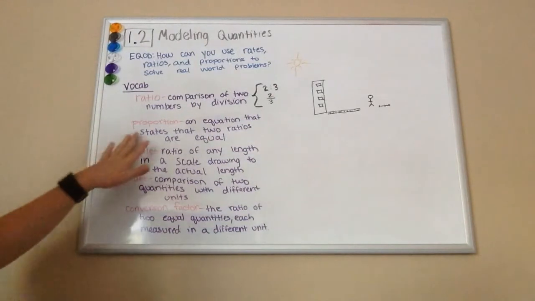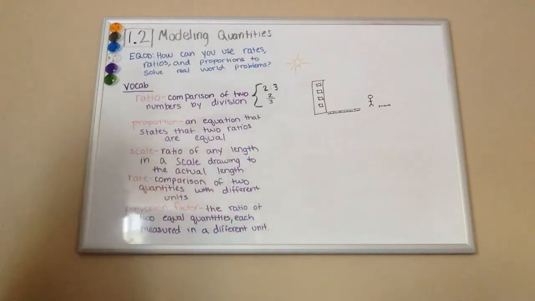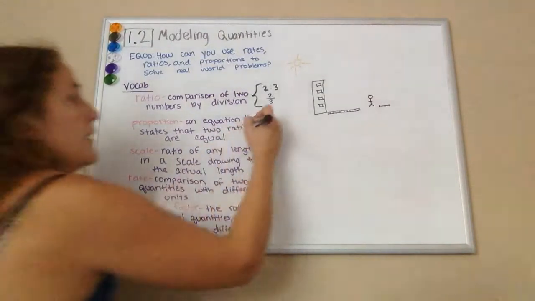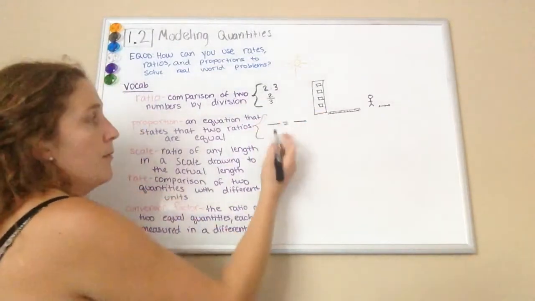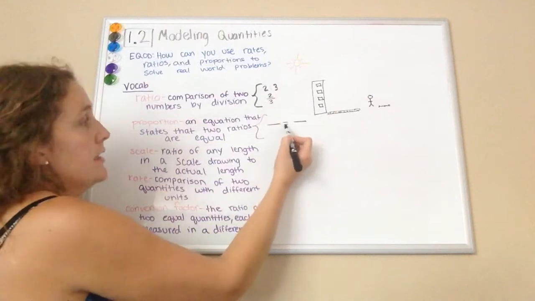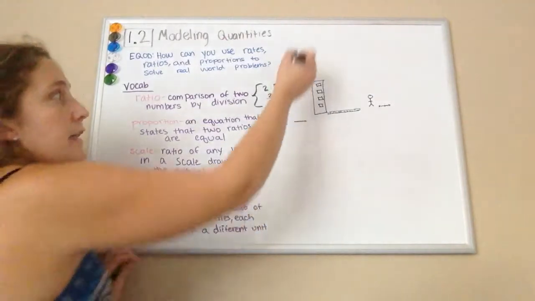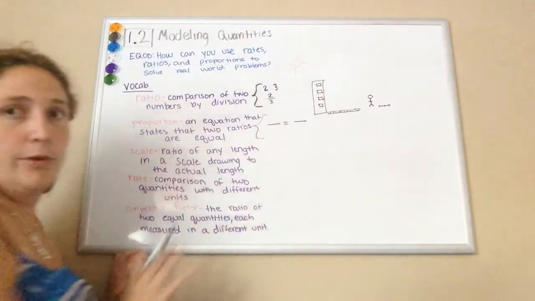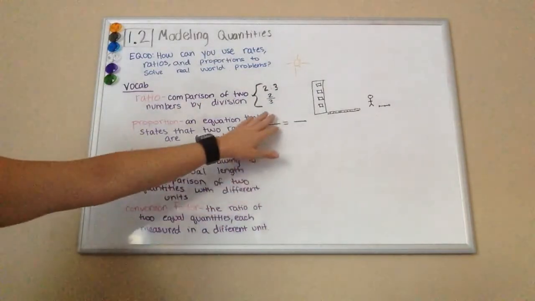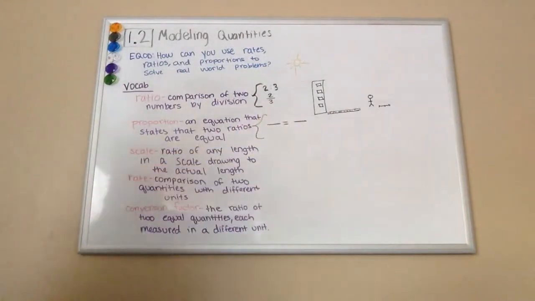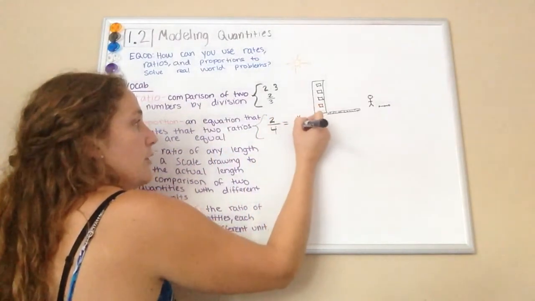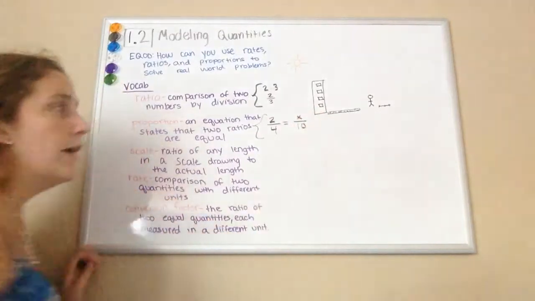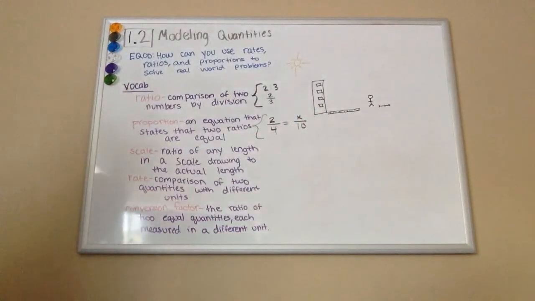A proportion is an equation that states that two ratios are equal. So I always tell my students, we start off with blank over blank is equal to blank over blank. This picture here on the side, don't mind it right now, we're going to use it later. But so proportion: blank over blank is equal to blank over blank. Give you some examples. Maybe 2 over 4 is equal to x over 10. Okay, something like that could be a proportion.